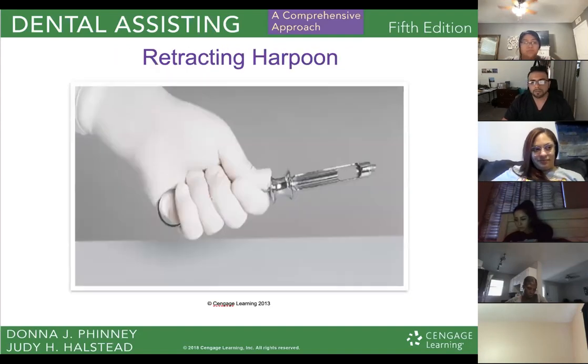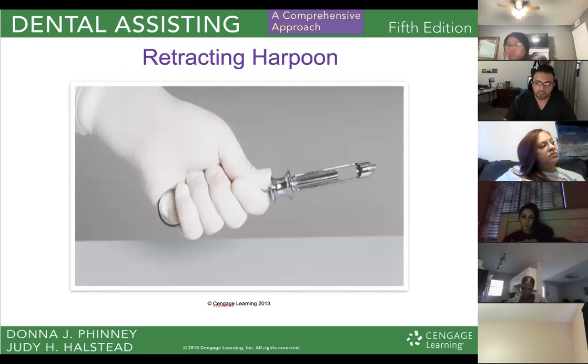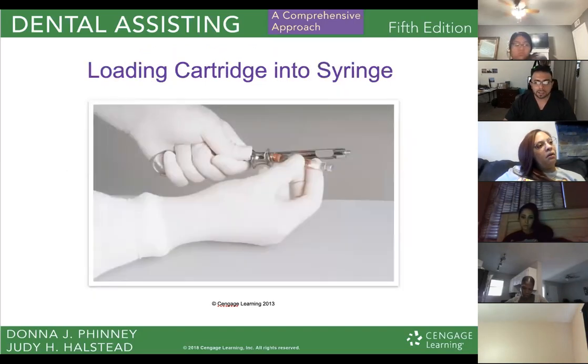So what does that look like? Retracting the harpoon, you'll grab the harpoon in one hand, and then you'll use your thumb to push up on it. It's a spring-loaded thing, so you want to push up on it. This will retract the harpoon enough so that you can slip in your cartridge. Once you load the cartridge in the syringe, you want to load it with the rubber stopper first. So this rubber stopper should be facing the harpoon, not the other way around.